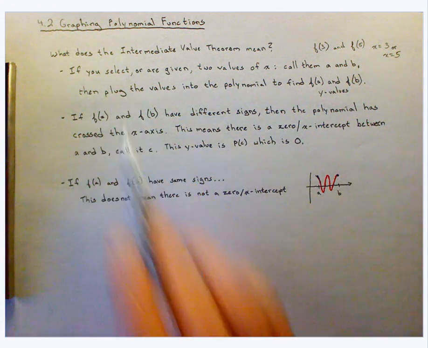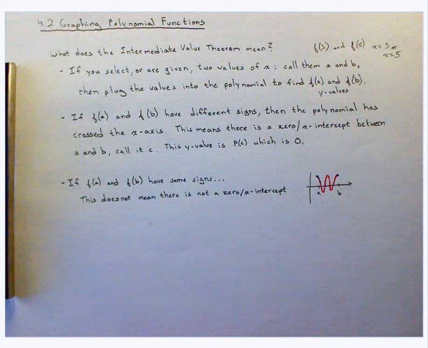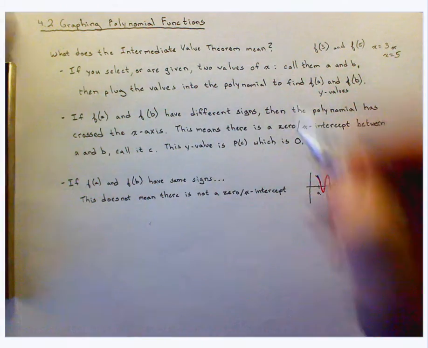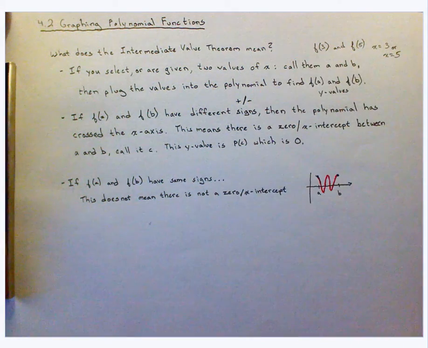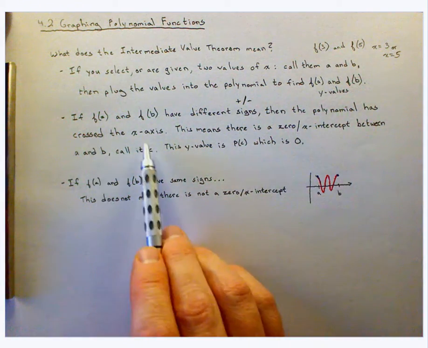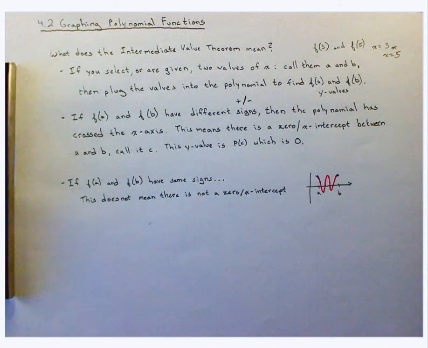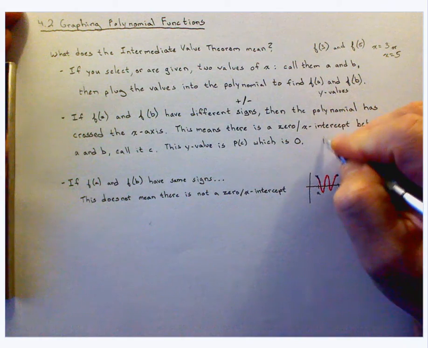Then what you do is you plug the values into the polynomial to find the corresponding y values, f of a and f of b. If f of a and f of b have different signs, so plus or minus, then the polynomial has crossed the x-axis. This means that there's a zero or an x-intercept between those two points, a and b. For our theorem, we just call it c. That value is p of c, which is equal to 0. This is an actual 0.